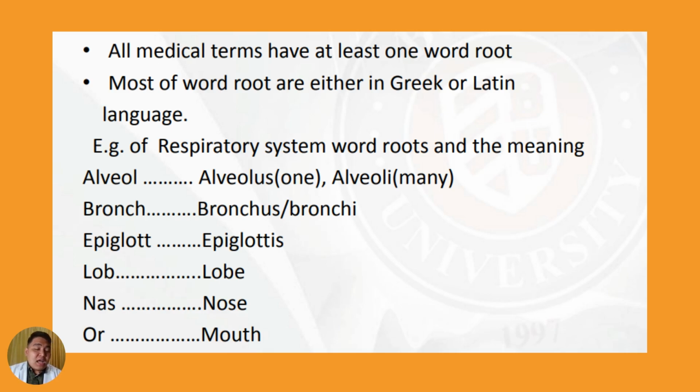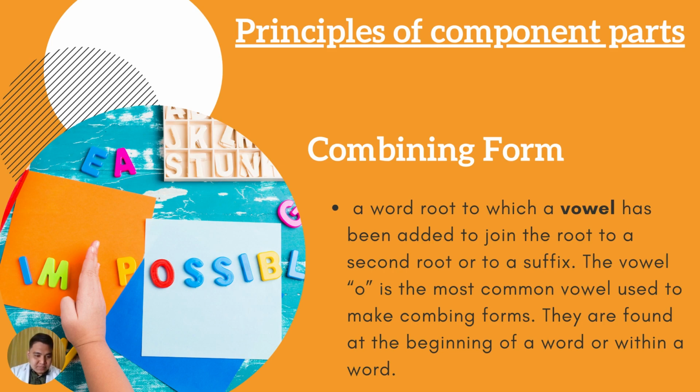For example, I will be presenting root words in the respiratory system and their meanings. Like alveol, or alveolus, meaning one. The singular is alveolus, and the plural is alveoli. Those are parts in the respiratory system. Next would be epiglottis. Epiglot is the root word for epiglottis. Lob is the root word for lobe. Nas is a root word for nose, and or is a root word for mouth. So those are examples of root words.